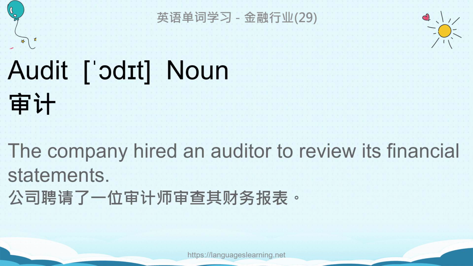Audit. The company hired an auditor to review its financial statements.